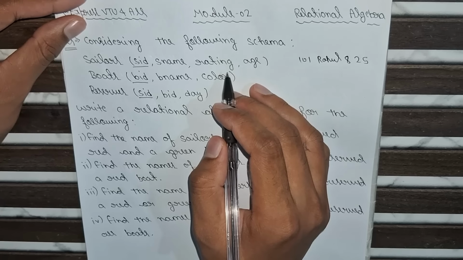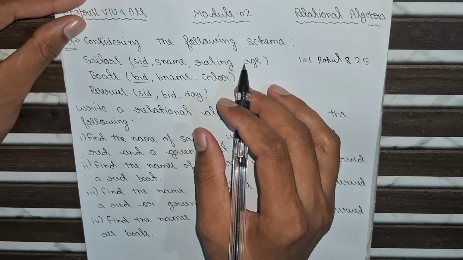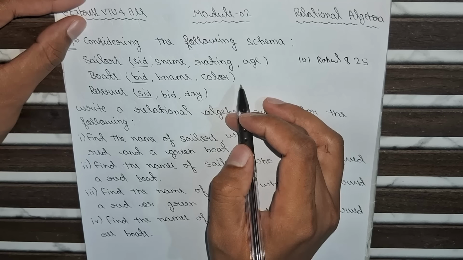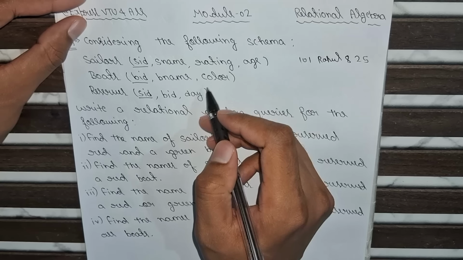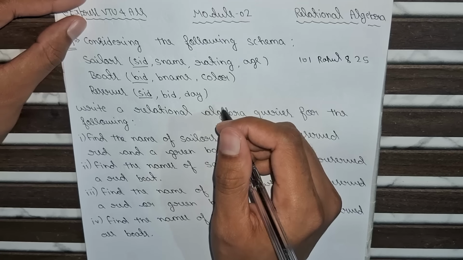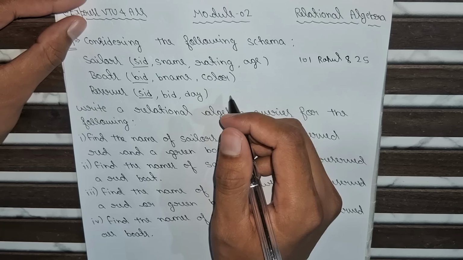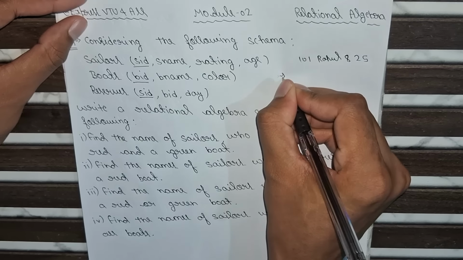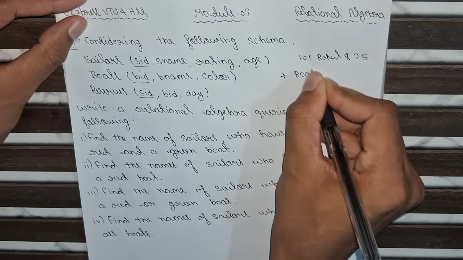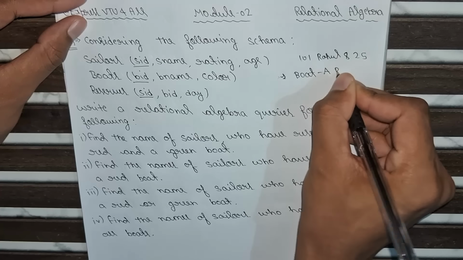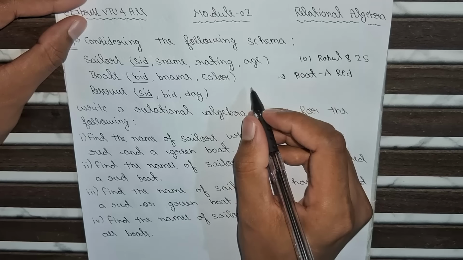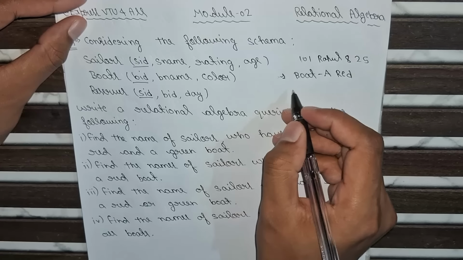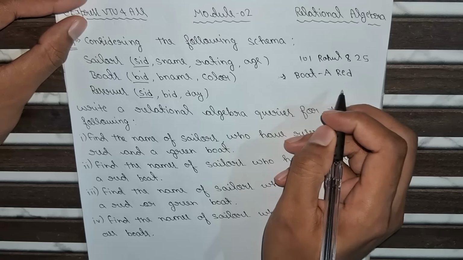Now for the boats, the boat table stores information about the boats. It contains 3 attributes. The first one is BID, meaning boat ID. Then bname, meaning boat name, and the color of the boat. For example, if we write 1, boat A, red, what does it mean? It means the boat ID is 1, the boat name is boat A and the color of the boat is red.